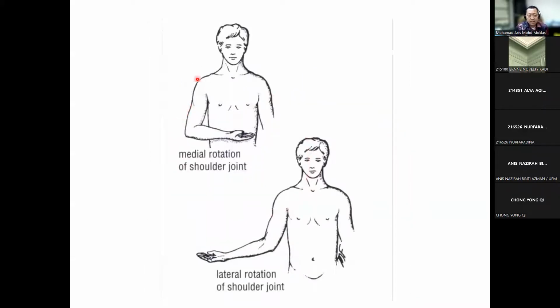So these are examples of the rotations of the shoulder joint. This is a medial rotation of the shoulder joint, and this is a lateral rotation of the shoulder joint, right?